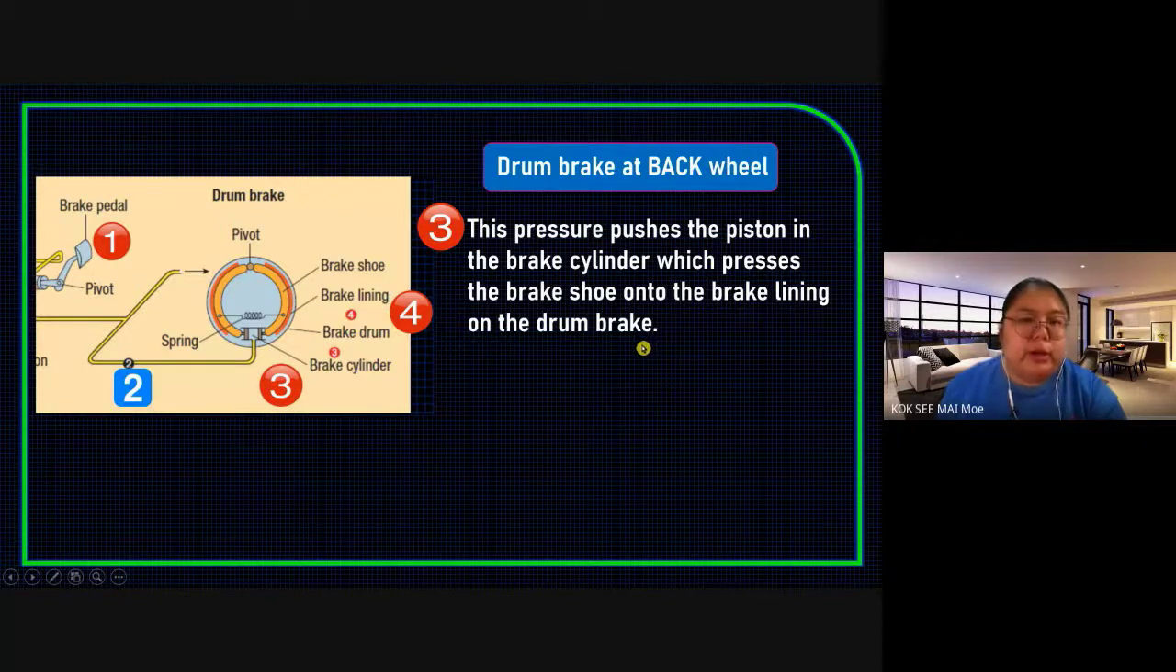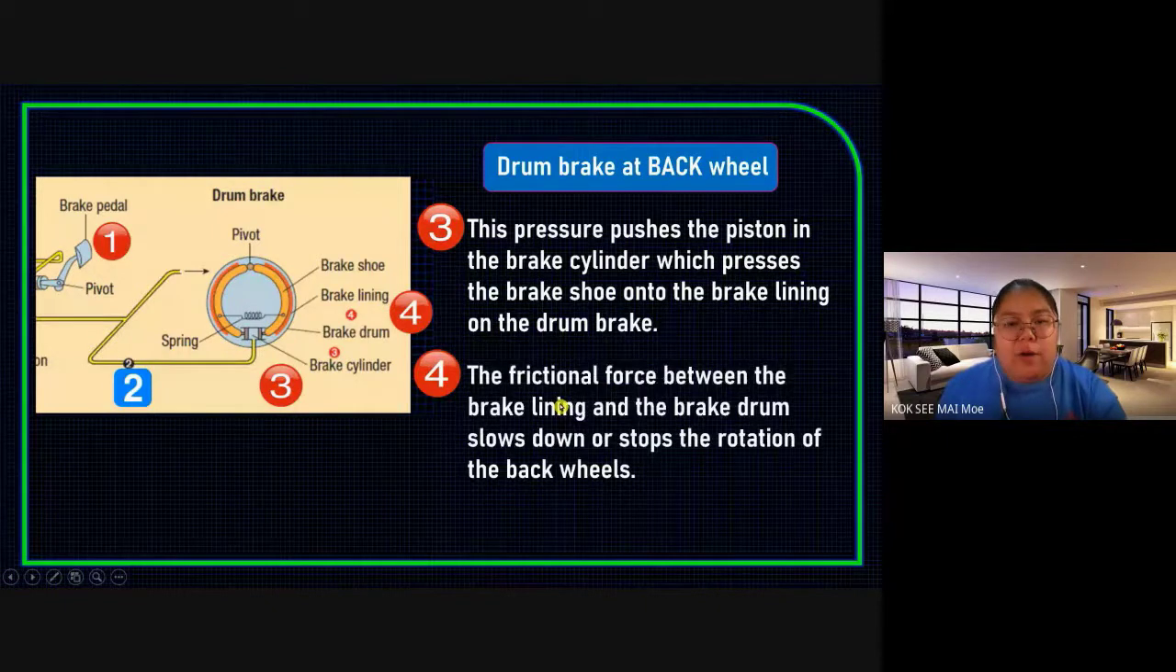That means the yellow liquid that we press goes to the orange color. The orange color is the brake shoe. After that, beside the orange color, we have the brake lining. That one is the red color. So finally, number 4, this is friction between the brake lining and the brake drum. So they will slow down or stop the rotation of the back wheel. Because of these two things, the lining and the drum, finally they stop the back wheel.